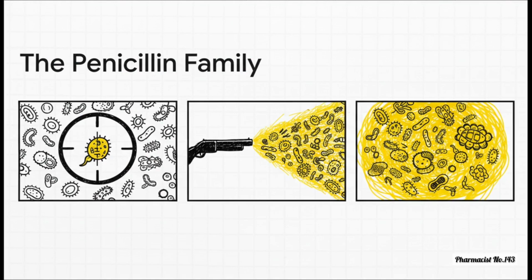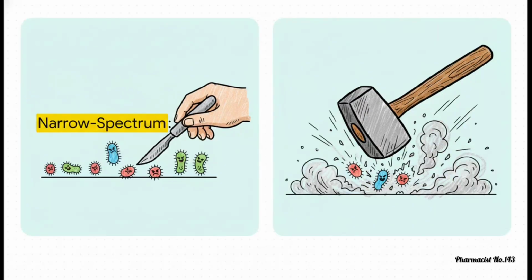Inside the penicillin family, not all drugs are created equal. You start with the narrow-spectrum guys, like penicillin G, which are really targeted. Then chemists developed broad-spectrum versions, like amoxicillin, to cover more ground. And now we have the heavy hitters, the extended-spectrum drugs like piperacillin, which are designed to fight really tough bugs like Pseudomonas.